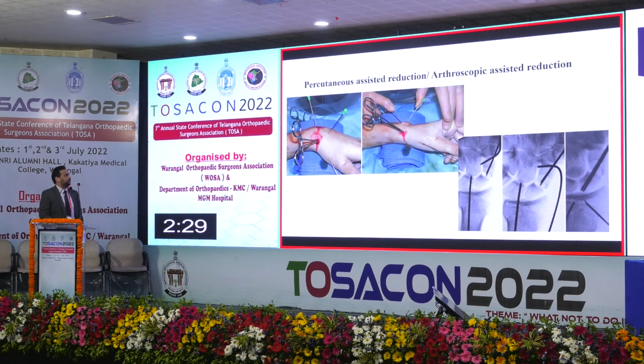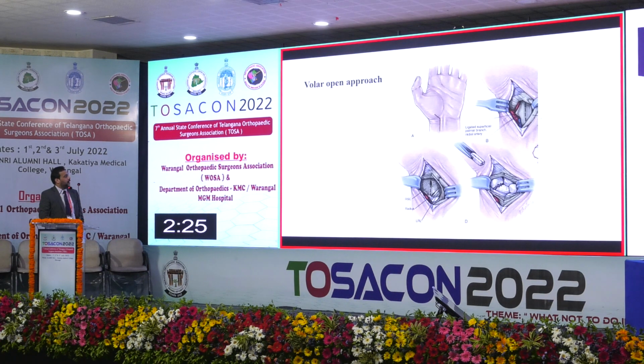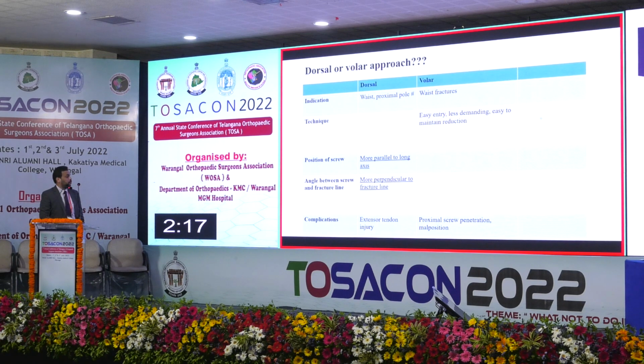If there is significant displacement, you can use percutaneous techniques or arthroscopic assisted techniques. And if you are still not able to do it, there should be no hesitation to open the fracture. Commonest is the volar open approach if it's a waist fracture, and if it's a proximal pole, you go for a dorsal approach. So if you compare volar to dorsal, dorsal is mainly for proximal pole, and for waist, if you are quite used to it, volar is predominantly for waist fractures.